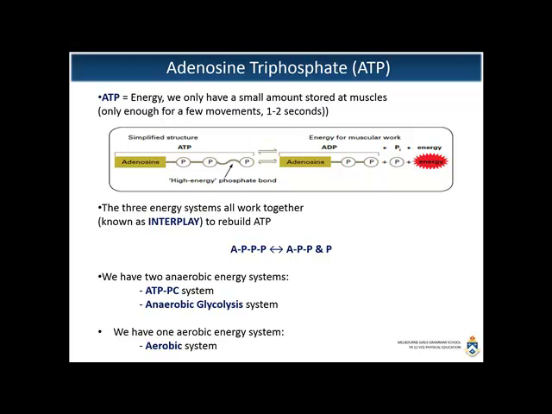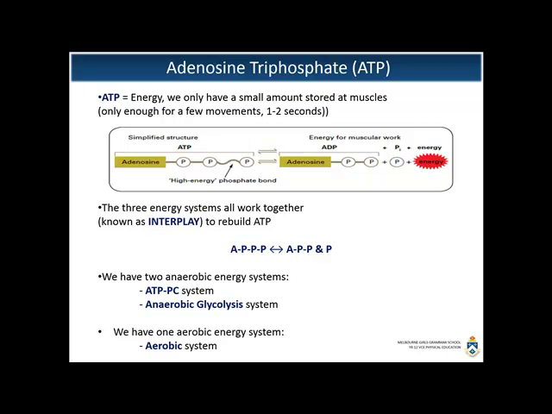So you know by now that we only have enough ATP for a couple of seconds or a couple of movements, and we need to resynthesize that so that we can continue to break down our ATP for use for muscle contraction. And the 3 energy systems work together to rebuild, or resynthesize, ATP. We have 2 energy systems that function at a fast rate, and they are called anaerobic energy systems. The word anaerobic means without oxygen. And we have 1 energy system that functions a little bit slower and it uses oxygen. It's called the aerobic energy system.